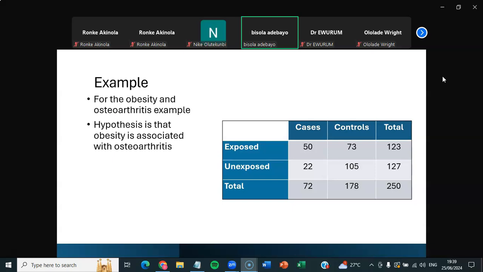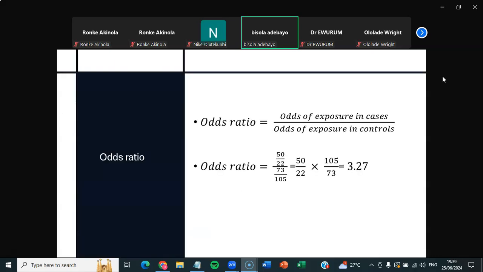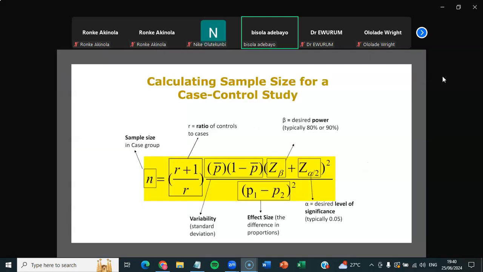So if we want to find the odds that those without osteoarthritis will be obese, you now divide those two figures. The odds are 73 over 105. And then this is the odds ratio. We find out that they have 3 times. So that's how we define it. The odds are 3 times higher in those that have osteoarthritis compared to those that do not have osteoarthritis. That's all of them having exposure.